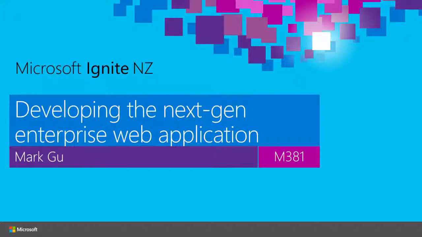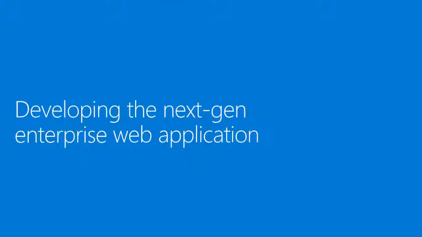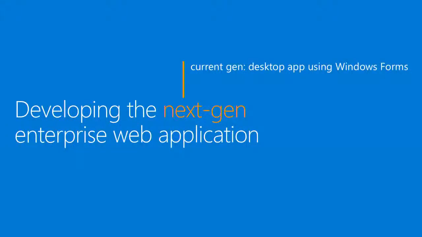The topic today is about developing the next generation enterprise web app. Before we jump into the agenda or introduction slides, let's just look at the title for a few more seconds. I got 3 hidden messages embedded in the title. The first word, well, 2 words actually, is next gen. Well, if you're talking about next generation, you must have a current generation.